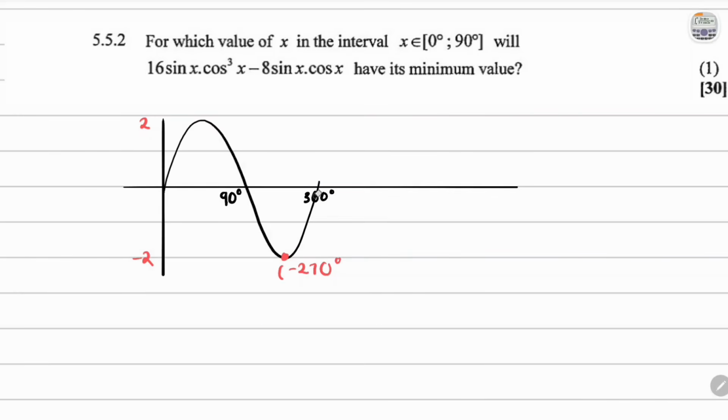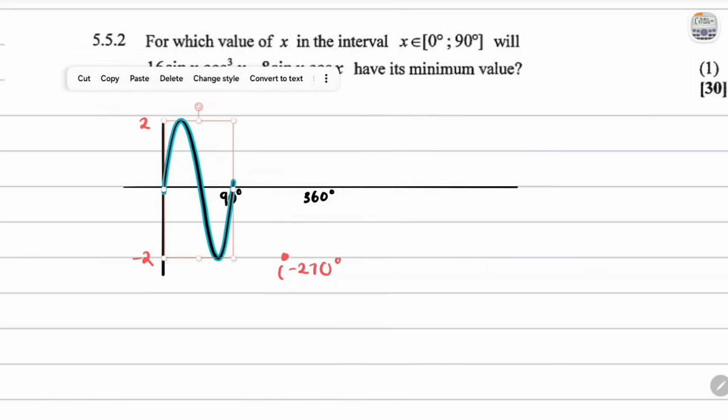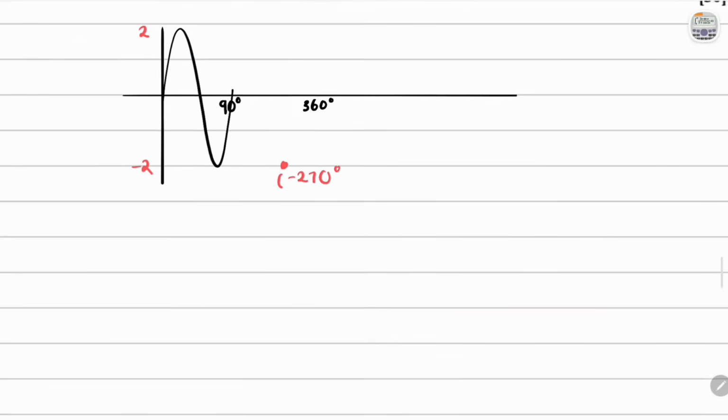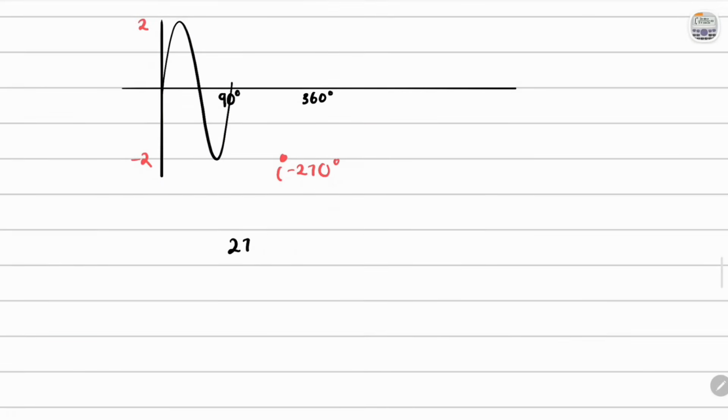But you see how the period changed, where the period was 360 degrees, but then it just got divided by 4. Well, that's what all the other angles are going to do. All the x values will also be divided by 4. So this used to be at 270 degrees. Now it's going to be over here, and you will find that by saying 270 degrees divided by 4.